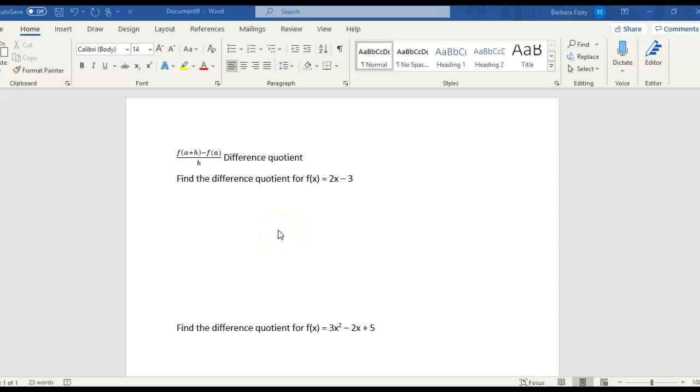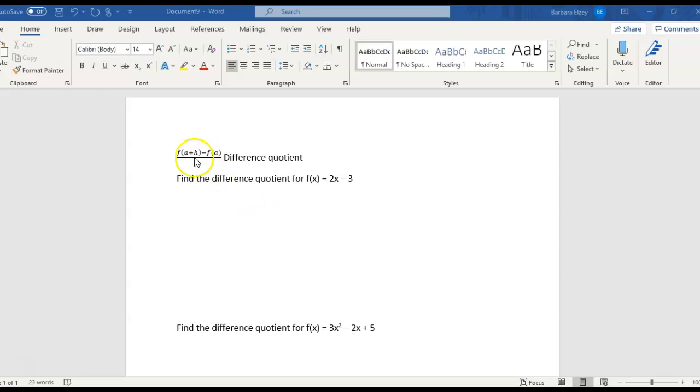Okay, so now we're going to do something called finding the difference quotient. Last lecture, I talked briefly about what the difference quotient is for. Those of you who have to go on to calculus will have to compute the difference quotient in your calculus class. But right here, we're just going to concentrate on the mechanics of finding the difference quotient.